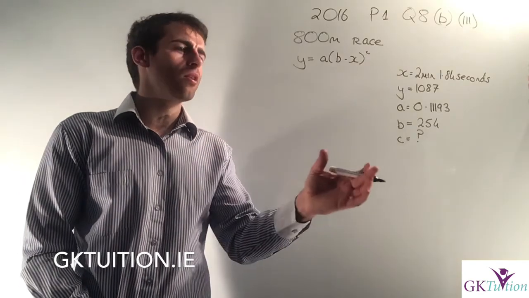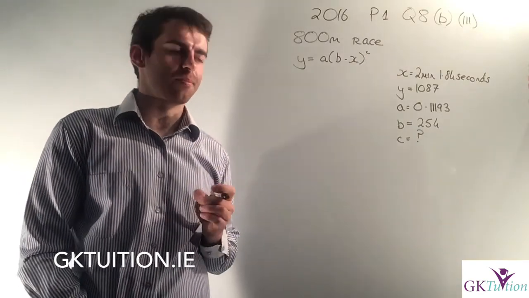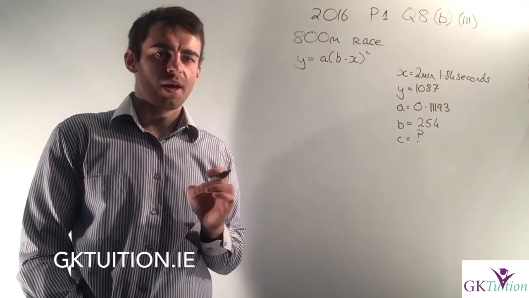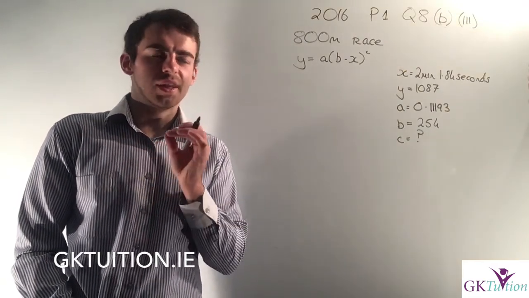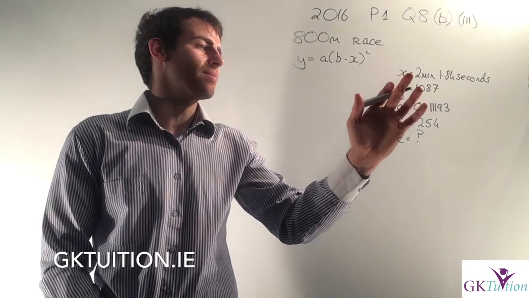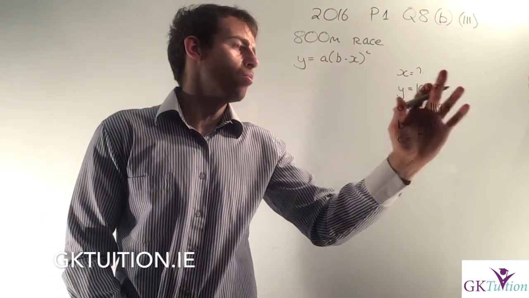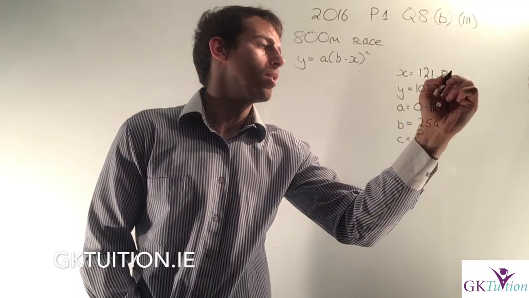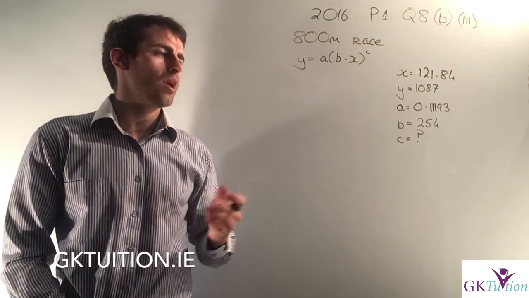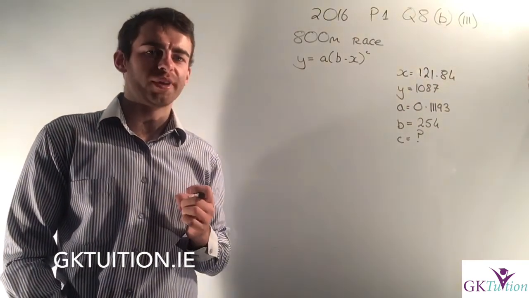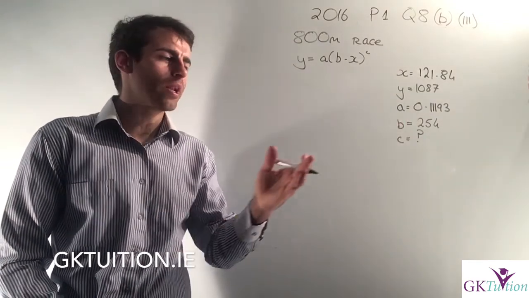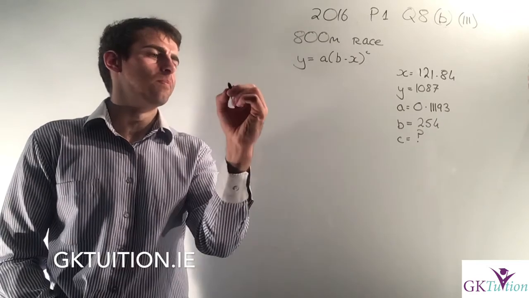So the only thing I don't know from this equation is my C. Now you just have to be careful about what you sub in for your X. Notice at the start of part B, it told me that X is in seconds. So 2 minutes and 1.84 seconds is equivalent to 121.84 seconds. So my X value is 121.84. Once I have that, I can now just sub into my formula where my only unknown will be C.